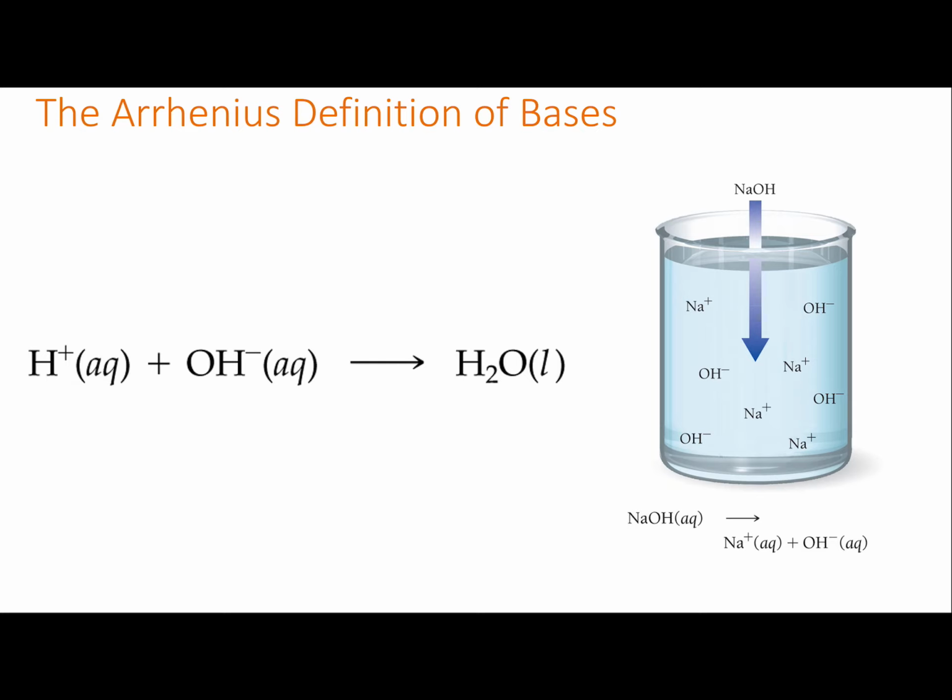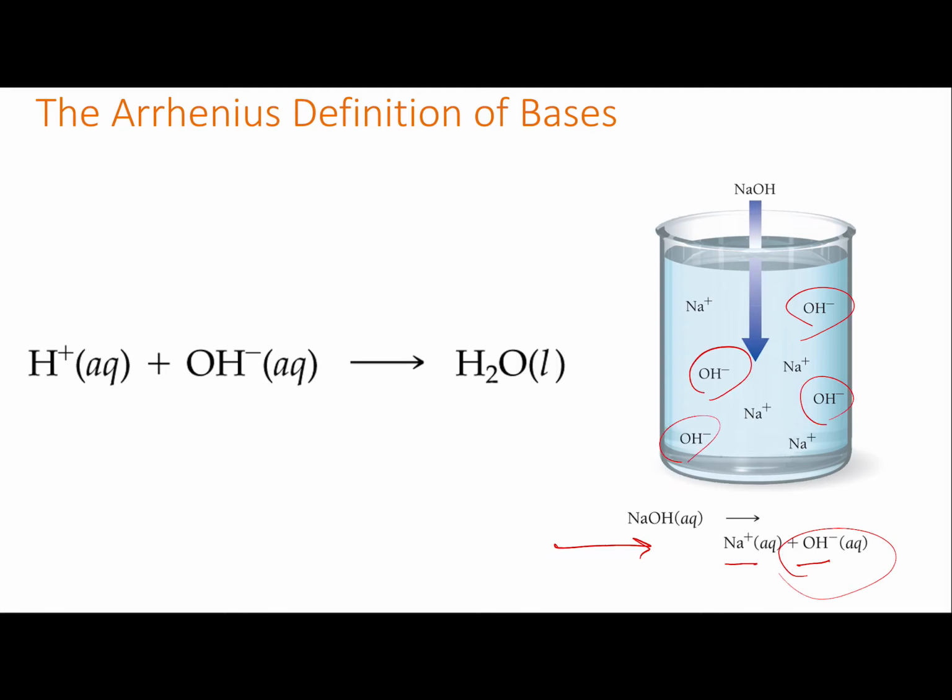Okay, the Arrhenius definition of a base: produces hydroxide ions. Remember, hydroxide is OH minus. Sodium hydroxide is an Arrhenius base because it produces hydroxide in solution. Let me show you. Right down here, we've got NaOH. When it ionizes, it produces Na plus and OH minus. So that OH minus being present there is what makes this an Arrhenius base, because Arrhenius bases directly make hydroxides.